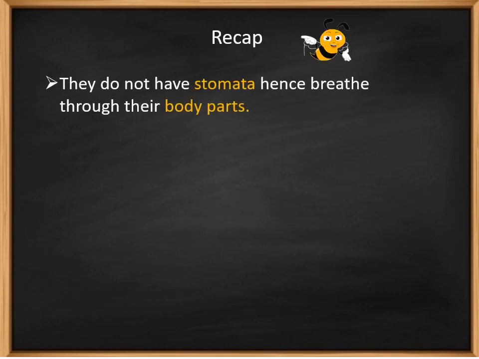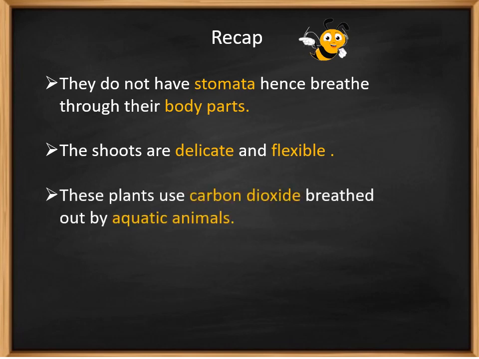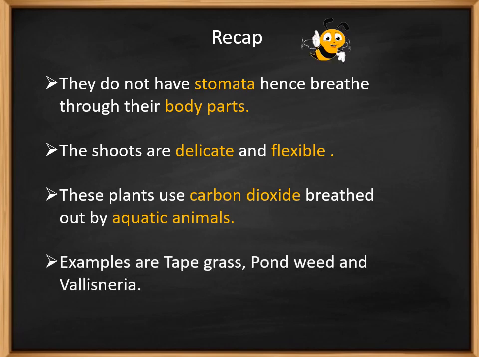As you know, it's time for recap. The features of the underwater plants. They do not have stomata, hence breathe through their body parts. Their shoots are very delicate and flexible. These plants use carbon dioxide breathed out by aquatic animals. And the examples of such plants are tape grass, pondweed and Vallisneria.